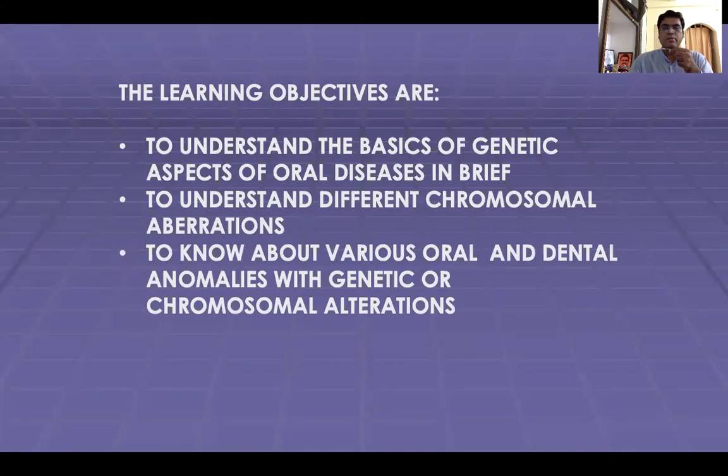The learning objectives for this topic are: you have to understand the basics of genetic aspects of oral disease in brief, and also you have to understand different chromosomal aberrations, and you should know about various oral and dental anomalies with genetic or chromosomal aberrations.